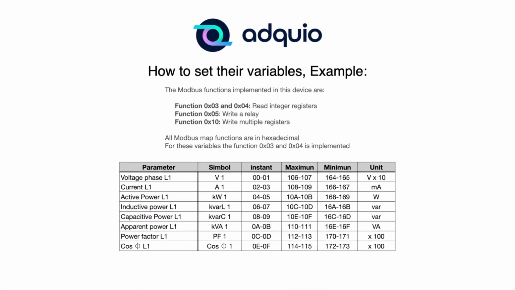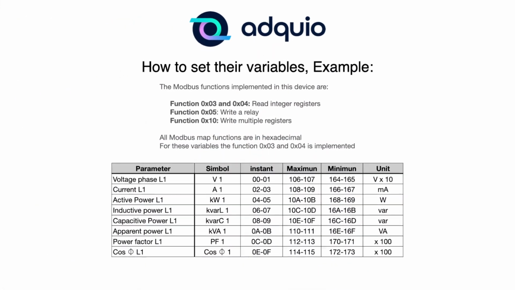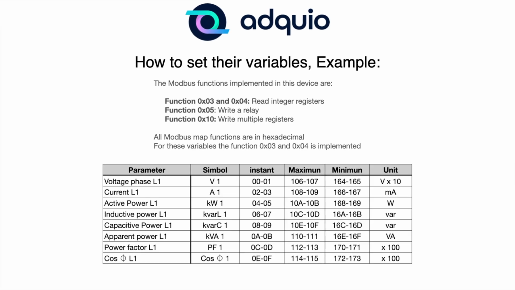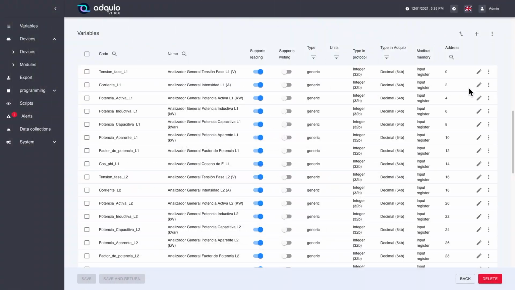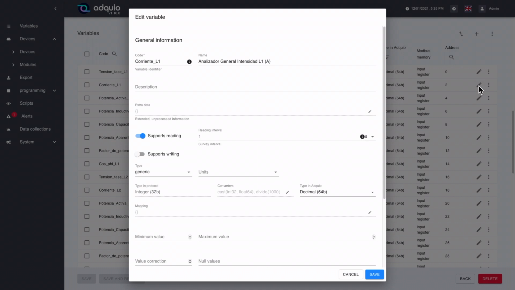Well, the second is current L1, it tells us that it is in position 2 to 3, and that it comes in milliamps. We go to Adquio, we edit, we name it, current L1, as always in these cases, it is read only. We are going to put that it is electric intensity.